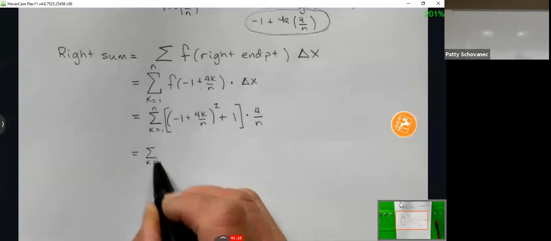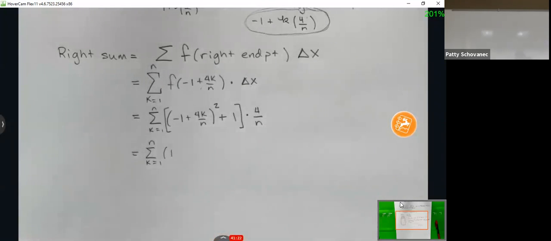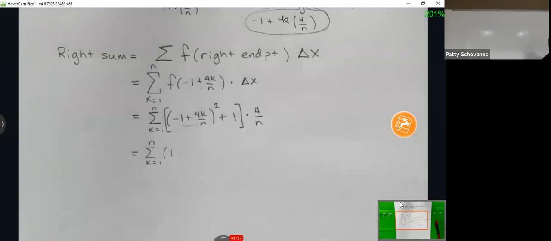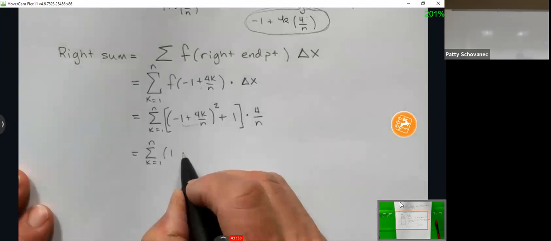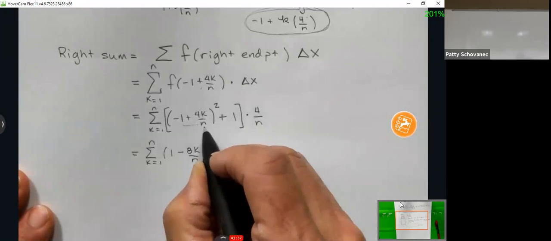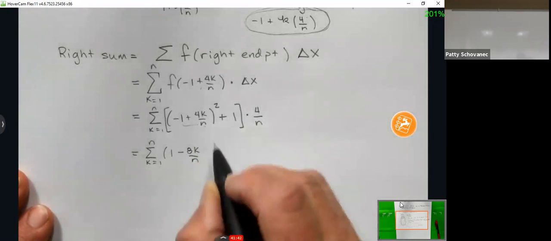So it's a big old algebra problem now. -1 squared is going to give me a 1. The middle term is going to be 2 of these products. So 2 versions of minus 4k over n is going to give us minus 8k over n. Plus the last term squared gives me a 16k squared over n squared.